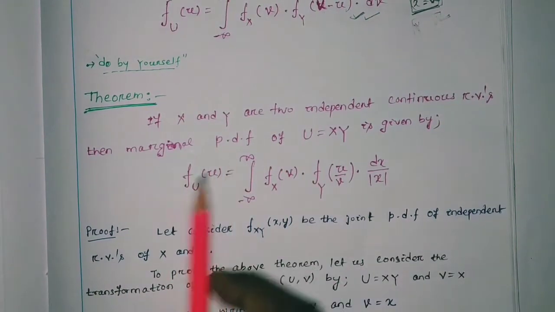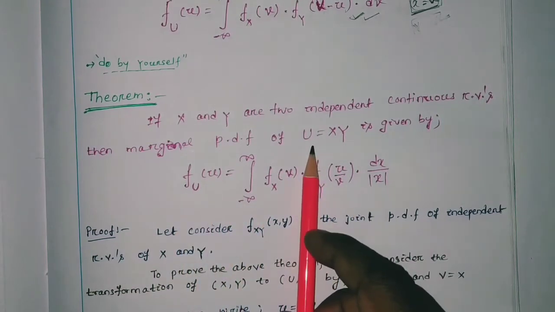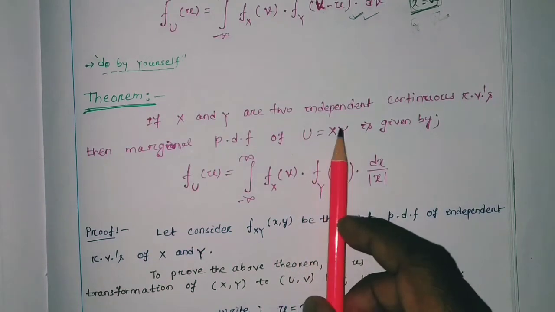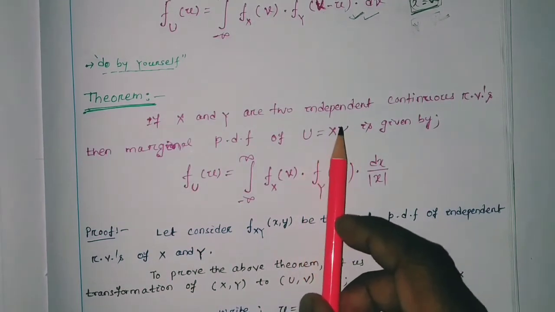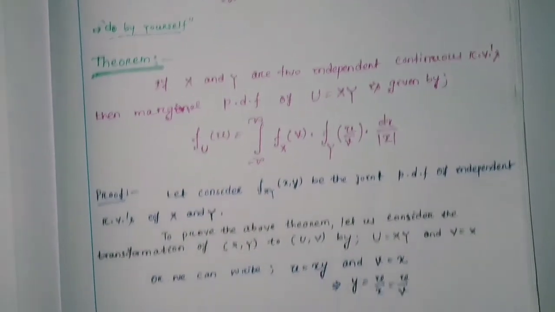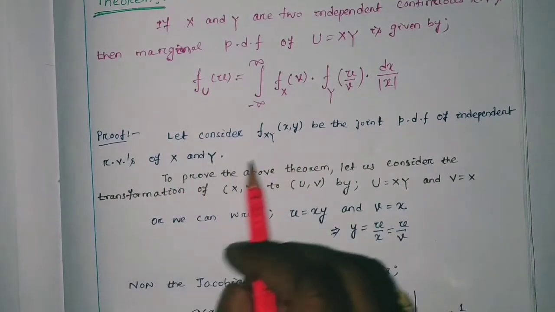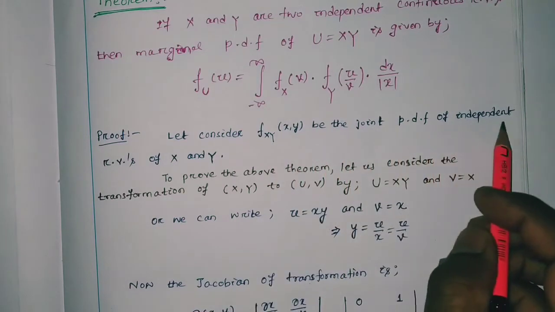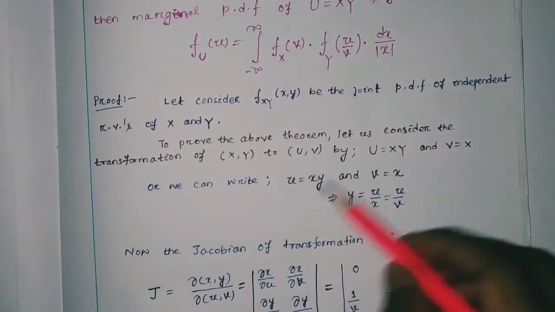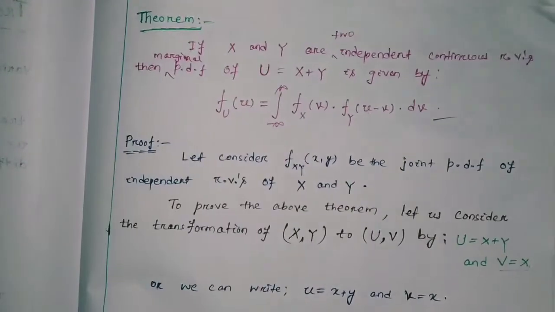We have to prove that the marginal PDF will be this much, where u will be equal to x into y. That means x and y will be transformed to u with the condition of x into y, right? So here we have to consider, let f x y be the joint PDF of independent random variables x and y. To prove the above, the same procedure we have followed, and whenever you do this one, you have to follow the same procedure here.